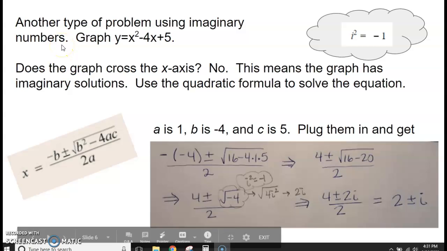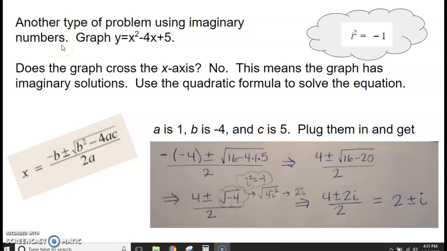Okay, here's another type of problem that will use imaginary numbers in its answer. So go ahead and graph y equals x squared minus 4x plus 5, either on your calculator or on Desmos.com. So go ahead, pause me, and graph that. Okay, so then it asks you, does the graph cross the x-axis?